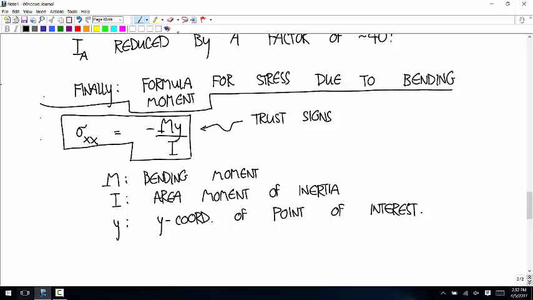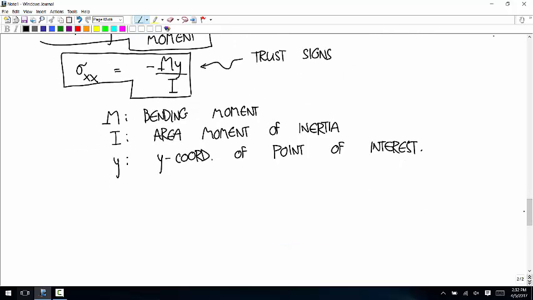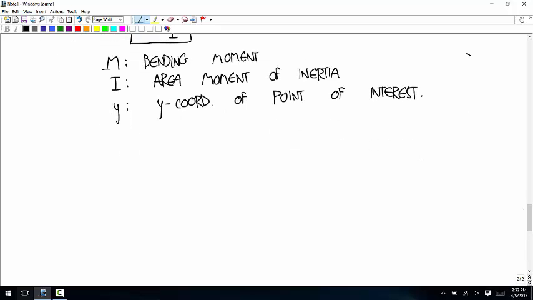Okay, so let's do an example where all we have is tension, compression, and bending moment. So we won't have any shear forces, and we won't have any torques. And so now for this example, we'll be able to calculate the entire stress tensor of this beam at whatever point we want.